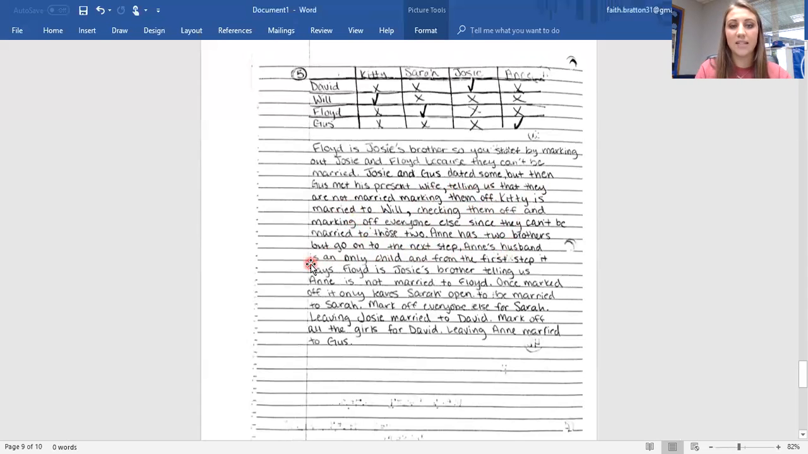Ann's husband is an only child, and from the first step Floyd is Josie's brother, telling us that Ann is not married to Floyd. Once marked off, it only leaves Sarah open to be married to Floyd. Mark off everyone else for Sarah, leaving Josie married to David. Mark off all the girls for David, leaving Ann married to Gus. So Kitty is married to Will, Sarah's married to Floyd, Josie's married to David, and Ann is married to Gus.